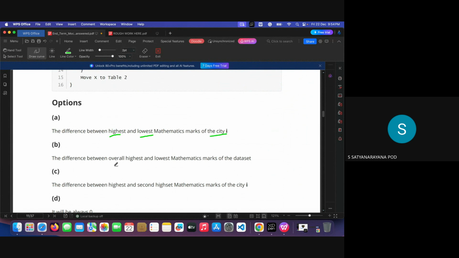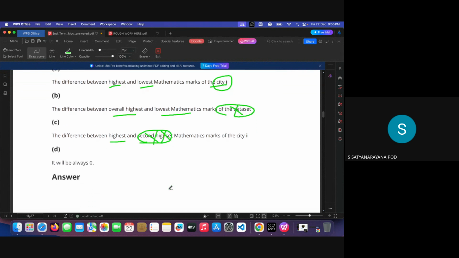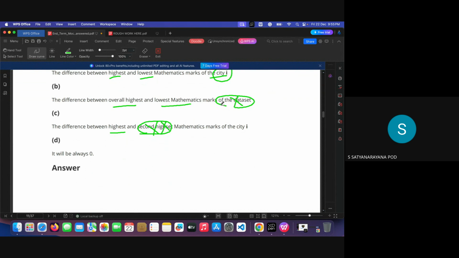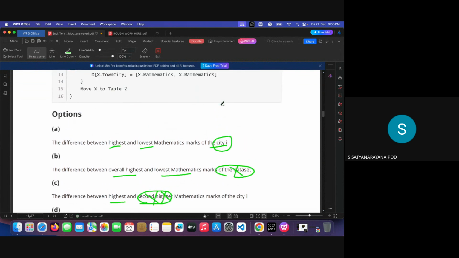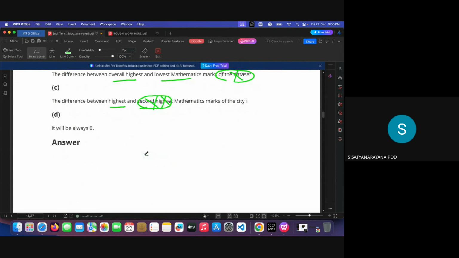And one more thing: overall highest and lowest mathematics marks in the data set is wrong, because we are maintaining it particularly city-wise. The difference between highest and second highest is no, lowest. Clear? Now it will be always 0. No, the right option is A. The answer is A.